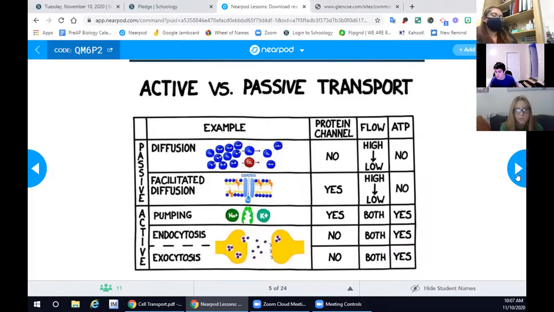So again, yesterday we talked about passive and active. Remember, passive has 3 types. We only see 2 here, diffusion and facilitated diffusion, but there's also osmosis. And then we have active, active transport is one of them. And then we have endocytosis and exocytosis. So both of these transport systems have 3 individual transport systems within their grouping.